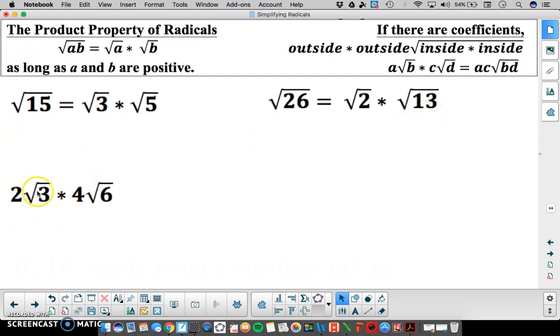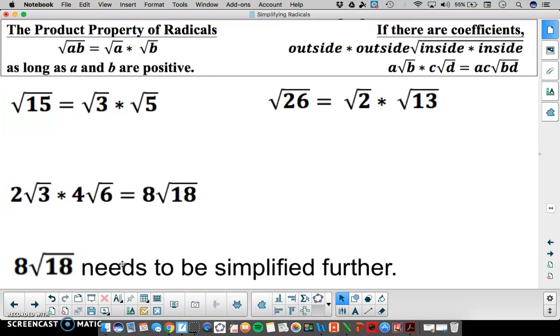Here we're going the other direction. Here we're multiplying those two things. So notice we have coefficients to each one of those radical expressions. So we're going to multiply those coefficients together and multiply those radicands together. So 2 times 4 becomes 8. 3 times 6 becomes 18. Now we can consider this square root of 18 here, and I would say that this one needs to be simplified further. And we'll talk about why the square root of 18 needs to be simplified further next.